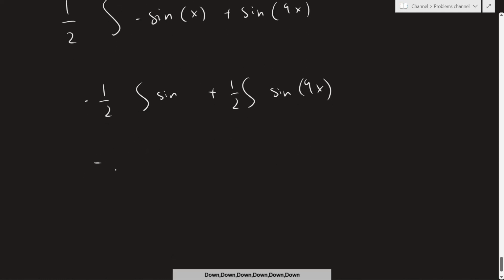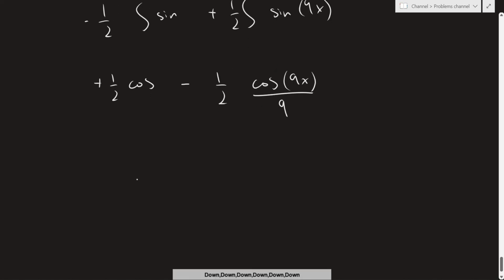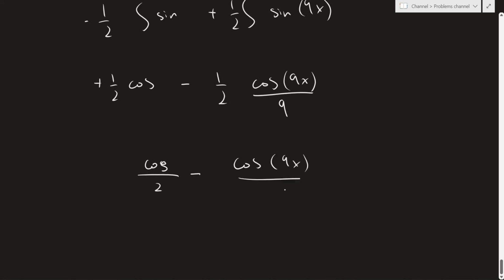Okay, now integrate. So negative half integration of sine is negative cosine, since cosine is negative sine. So it's going to be positive cosine x over 2, plus half integration of sine 9x is negative cosine, so it's going to be minus cosine 9x. And remember, divide by what's inside, so divide by 9. So the final answer will be cosine x over 2 minus 2 times 9, which is 18, cosine 9x over 18, plus c. And that's it.